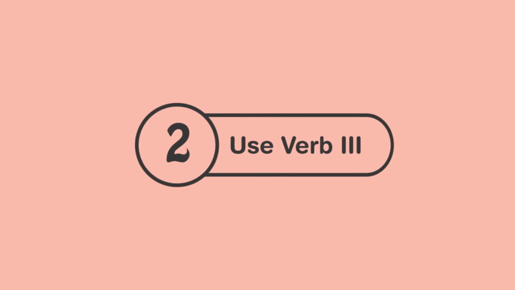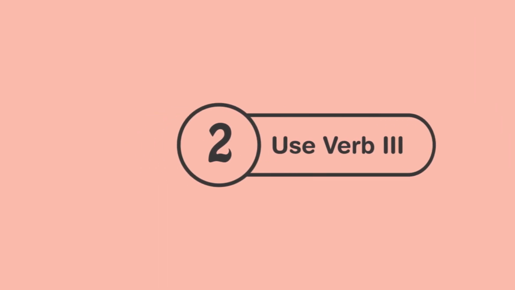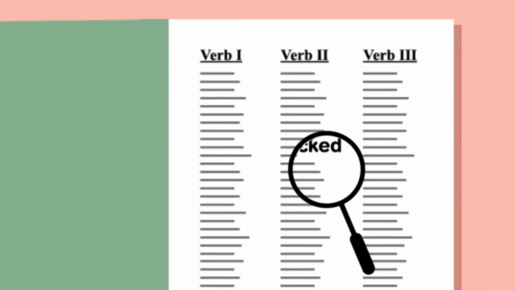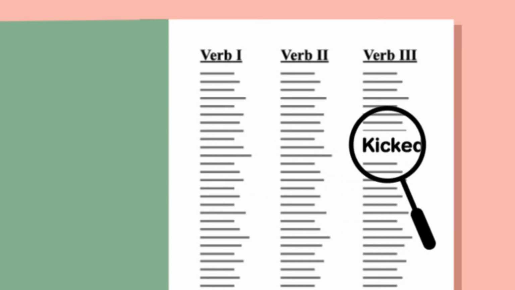Rule number 2. Use the third form of the verb. Passive voice will always use the third form of a verb. So instead of using kick, we use the third form of kick.